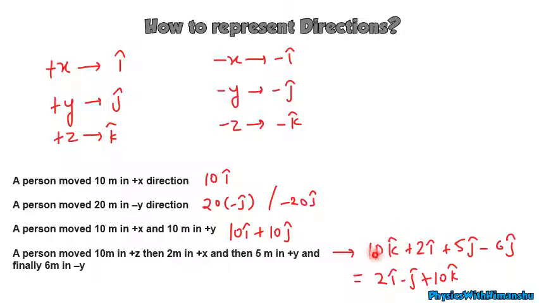Always remember, the sequence doesn't matter. If you write 10 k cap in the last and minus 6 j cap in the first, then also it will be okay. It will not matter whether you write this thing first or that thing first. The final answer will be the same.